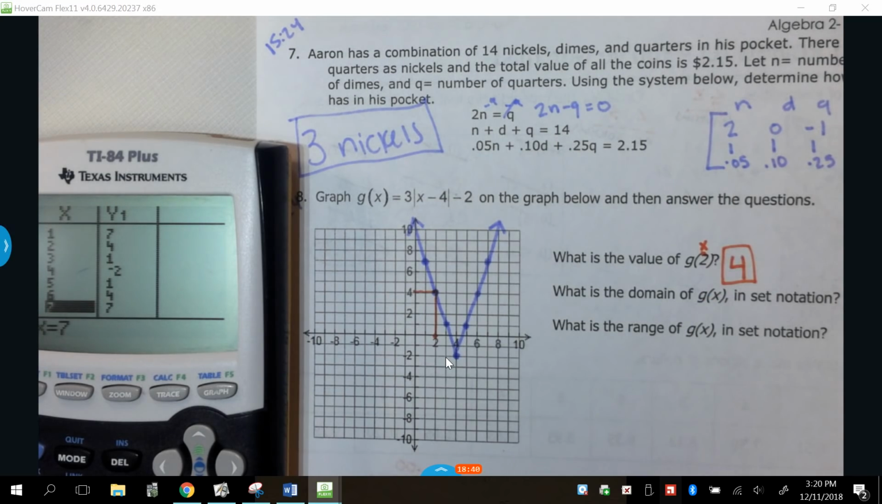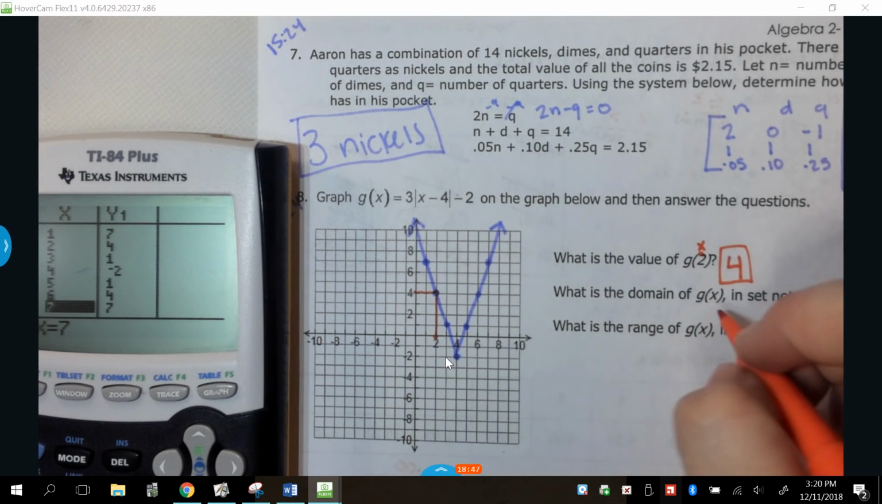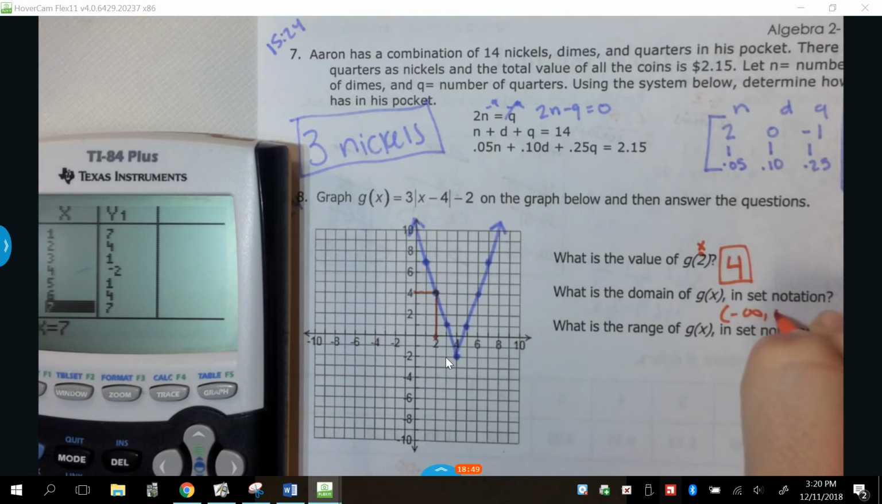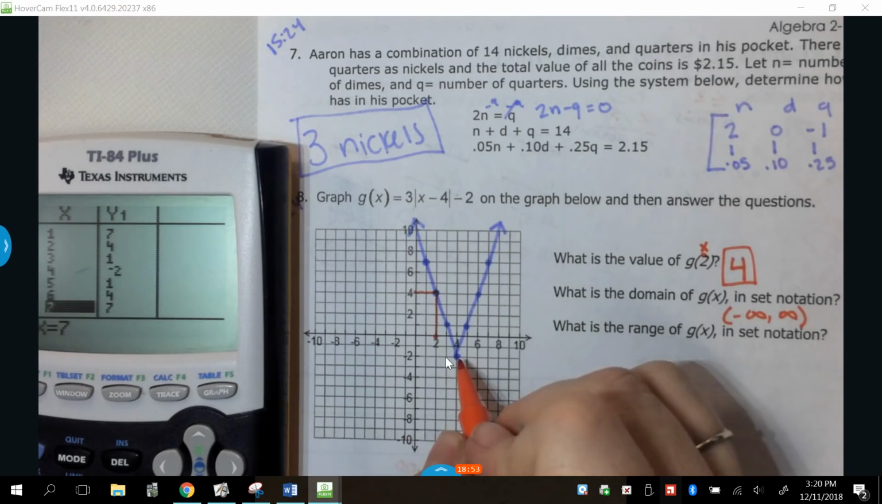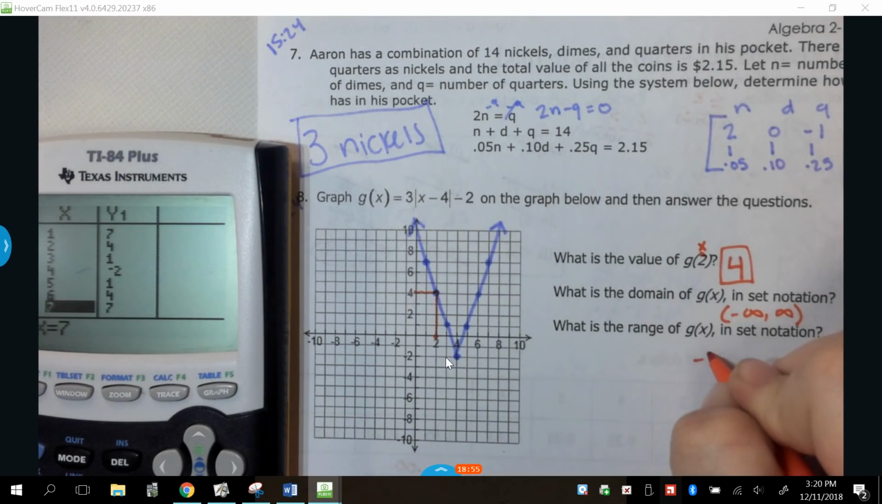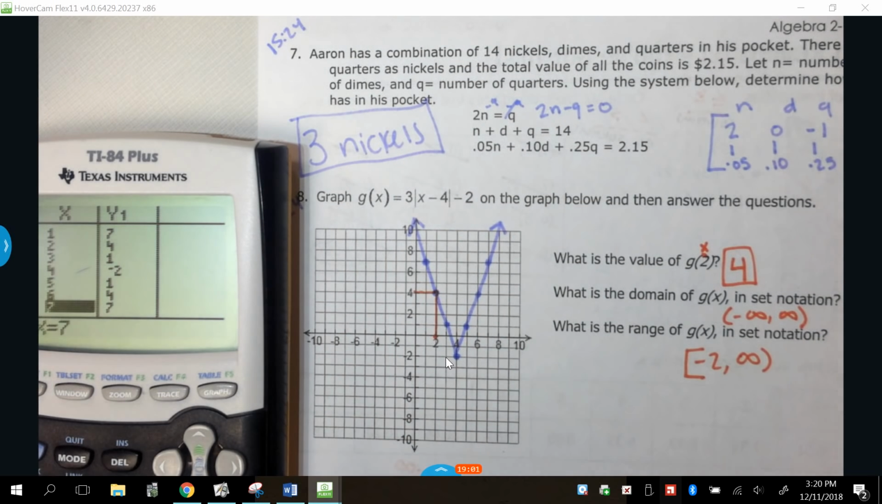Now it says what is the domain in set notation, so that's with brackets and parentheses. So this is never going to stop getting wider, so it's -infinity to infinity. This is what is the range in set notation, so the lowest is -2, and it goes up forever, so -2 to infinity, but this is with a bracket because it actually touches -2.